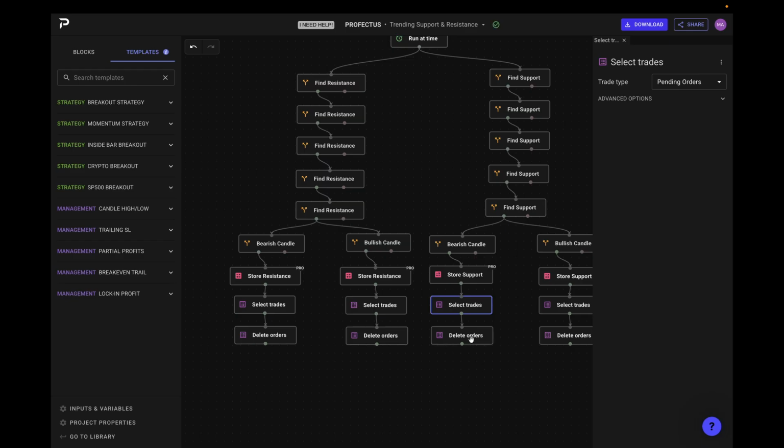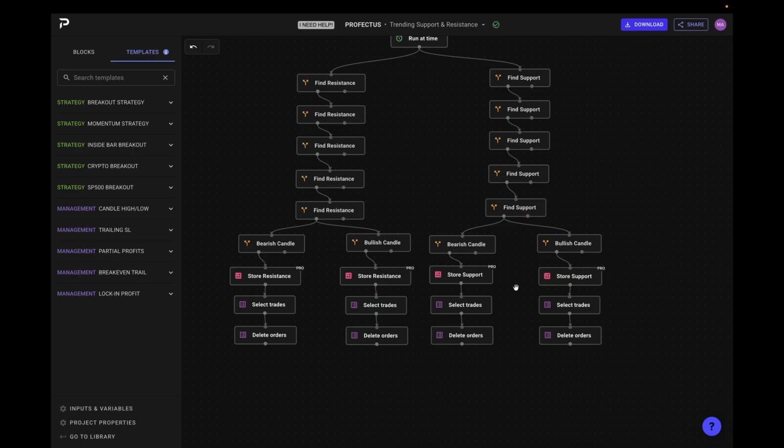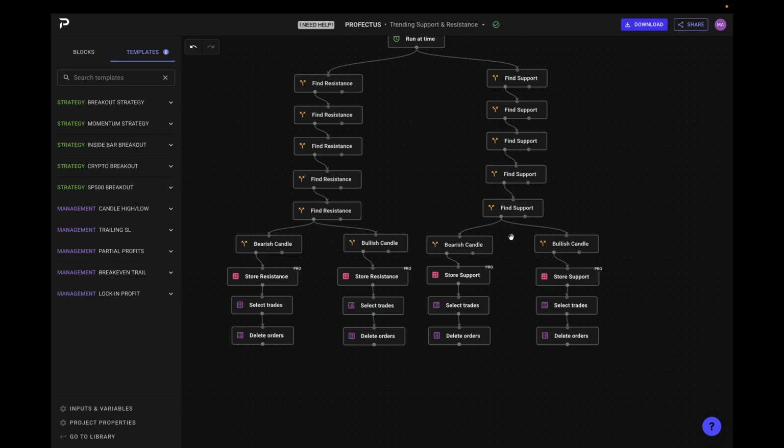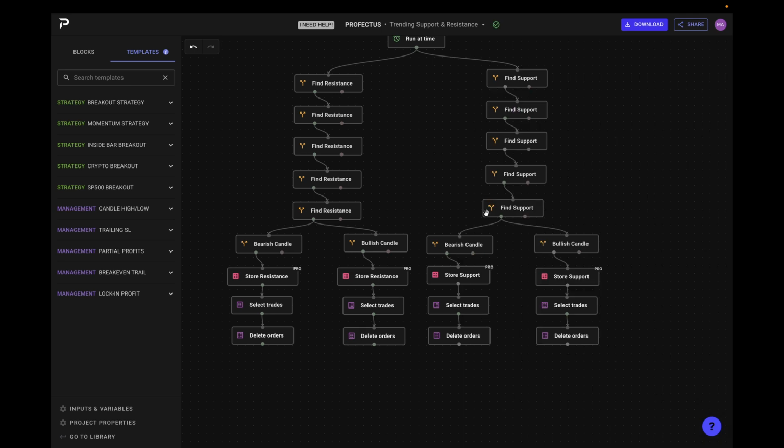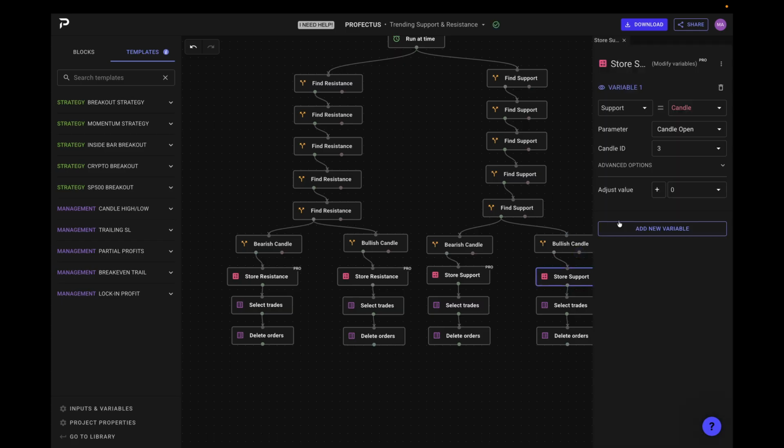Then we select trades, the buys in this case, and then we delete the buys. If we had some trades before, we want to delete them. We also have right here, if it is a bull candle. If it is a bullish candle, the candle close of 3 closed above the open, then we have a bullish candle. Then we want to store the candle open.